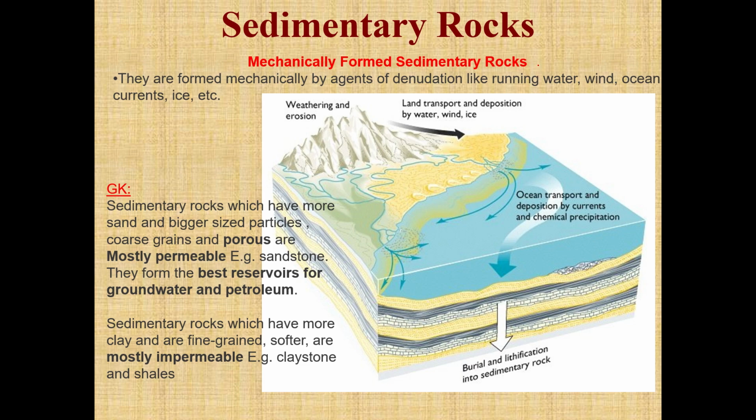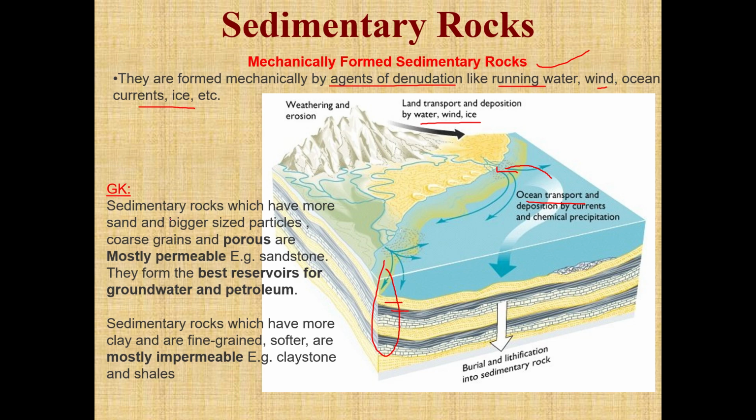Now, mechanically formed sedimentary rocks are made by the agents of denudation: running water, wind, ocean currents, ice, etc. Weathering and erosion take place, then land transport and deposition by water, wind or ice, or the ocean transports the material near the coastal area. Over here we can see burial of the deposition, strata after strata, and then lithification will take place. That's why it is called mechanically formed sedimentary rocks.